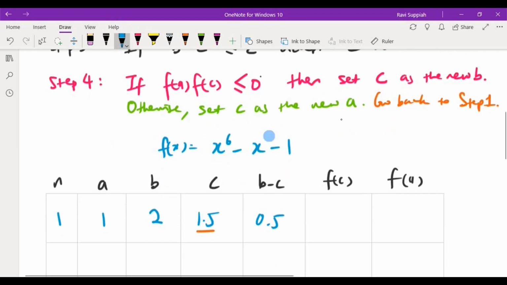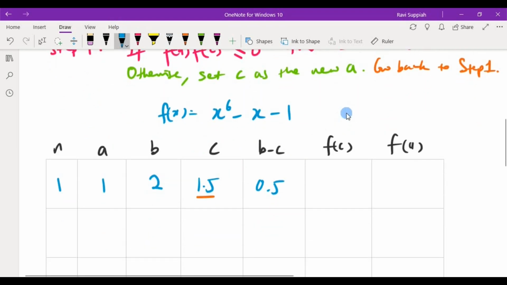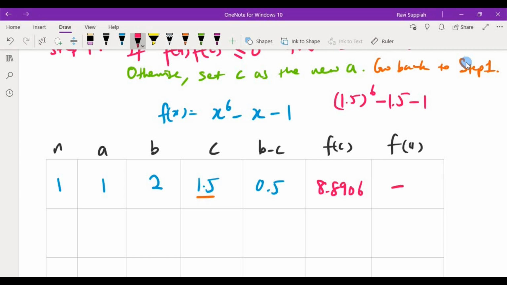So I take the value of c, which is 1.5, and I put it inside. I'm just going to show you one example here. So I'm going to have 1.5 to the power of 6 minus 1.5 minus 1. That is for the first iteration, and that would give me a value of 8.8906. f of a is basically the same f of x, but I put a inside x. I substitute x with the value that is in a, which in this case is 1. So 1 minus 1 minus 1, I get minus 1. So that is the first iteration.